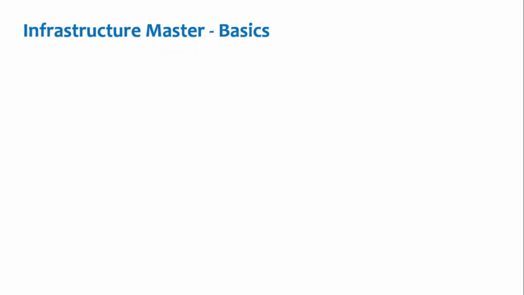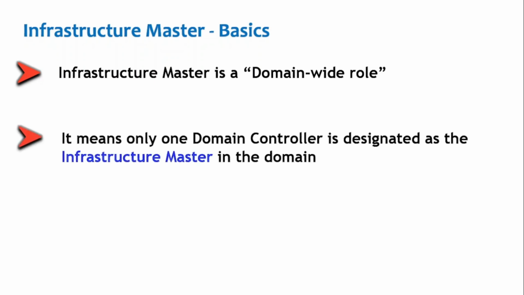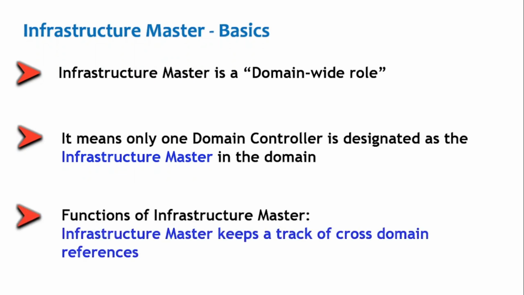So let us understand some basics of Infrastructure Master. The Infrastructure Master FSMO is a domain-wide role. It means only one domain controller is designated as an Infrastructure Master in the domain. And there's only one function of Infrastructure Master, that is keeping the track of cross-domain references.